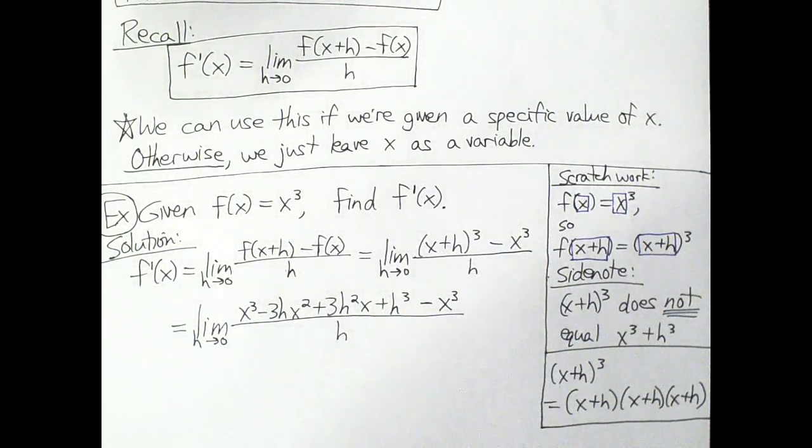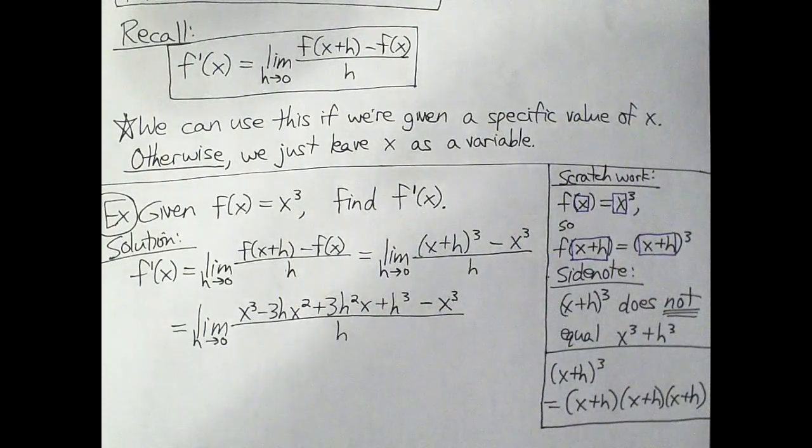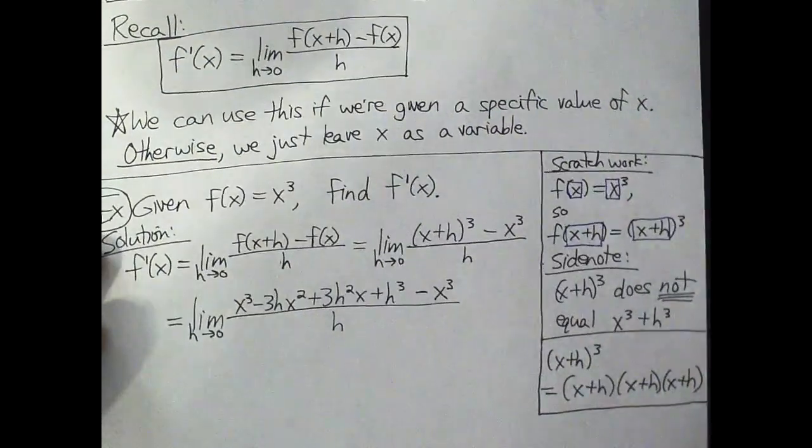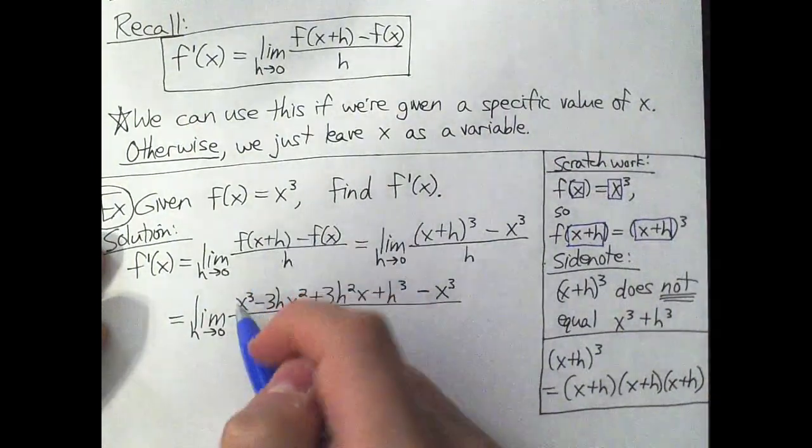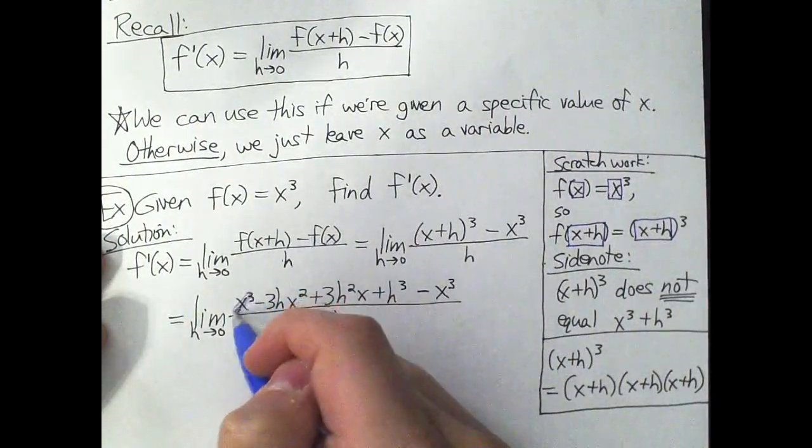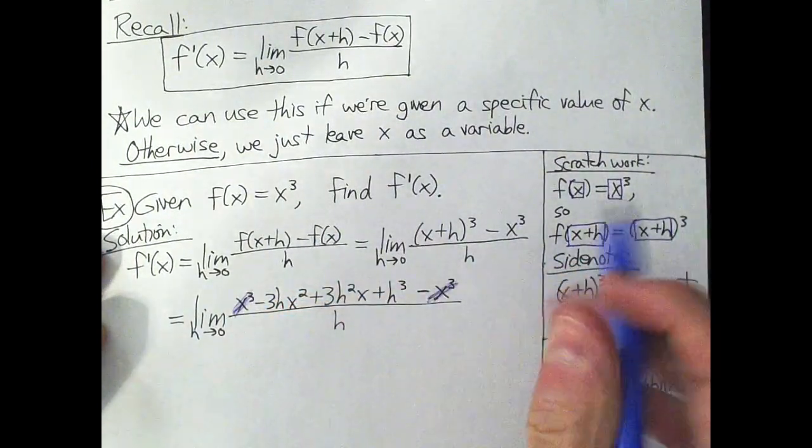Now, if this problem is going to work out kind of anything like the previous problems we did in the previous video, then we're probably going to have some things cancel out. And look at this. We do. There's an x cubed minus x cubed. Cancel those.